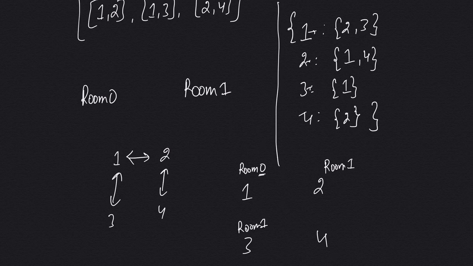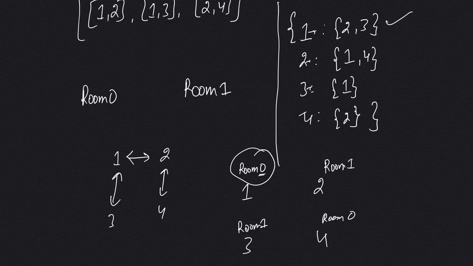So 2 has room number 1. So the only option we have is room 0. And after assigning these rooms, I can simply check whether the people who dislike each other are in different rooms or not. So I can check for 1, 2 and 3. So room of 1 is 0 and room of 2 and 3 is 1.